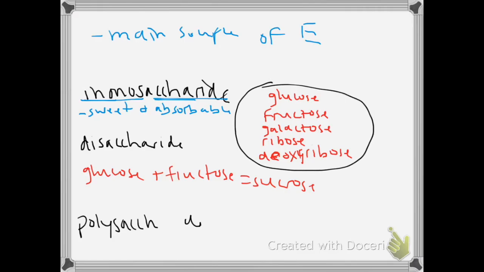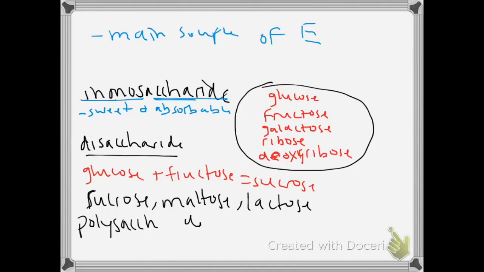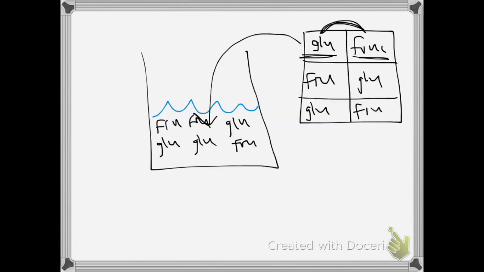Your examples for disaccharides are going to be sucrose, maltose, and lactose. These sugars can't be absorbed by the human body. Why? Because they're disaccharides. They're 2 subunits of sugar. They're too big, so they have to be broken down. The sucrose will have to be broken down to an individual glucose and fructose molecule, and then those can go across the small intestinal wall into the bloodstream.